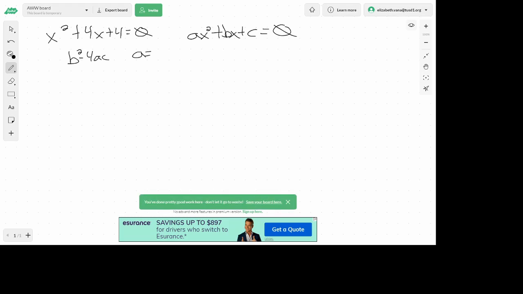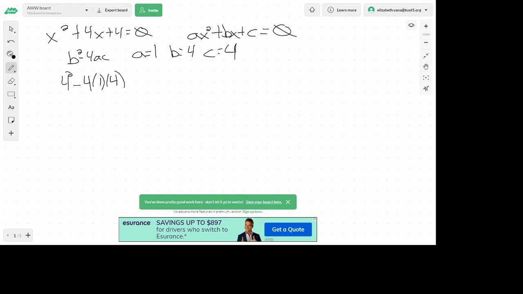So a is the number in front of x squared. Since there is no number here, we know it's 1. B is the number before x. And c is the constant that doesn't have any variables attached. Perfect. Now that we have found our a, our b, and our c, we're going to plug in these values. So b squared. B is 4, so that's 4 squared minus 4. A is 1, and c is 4.